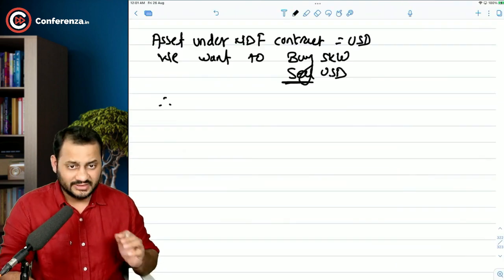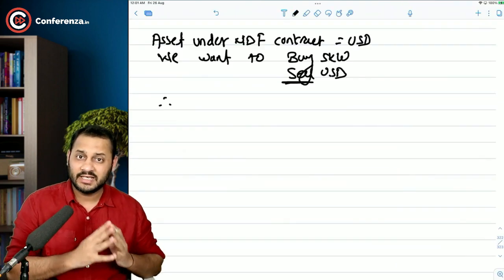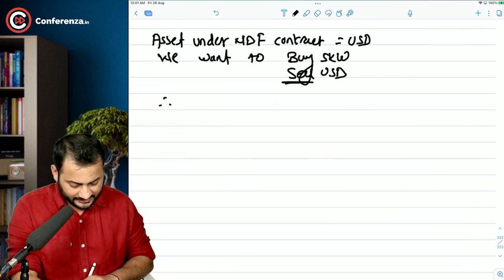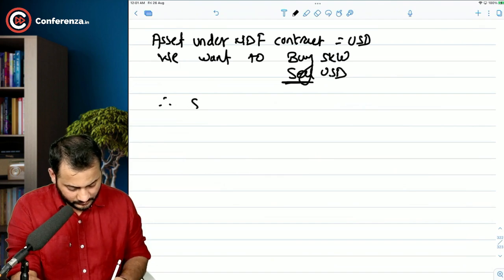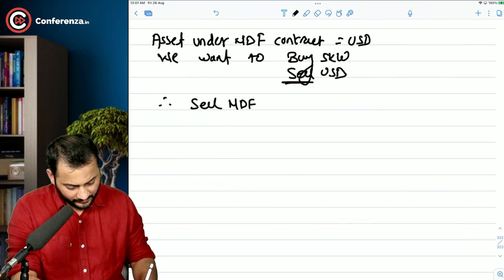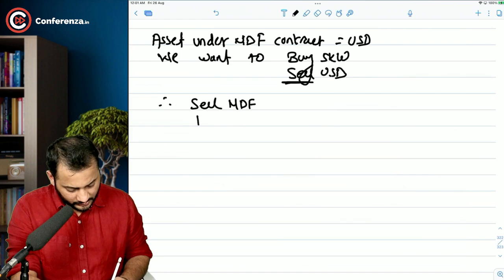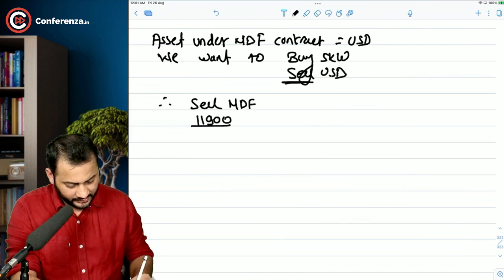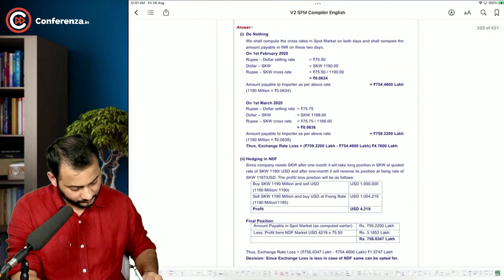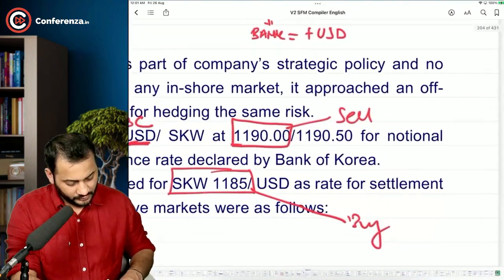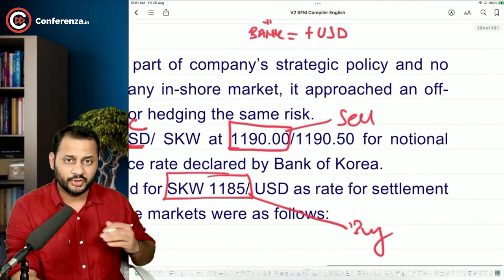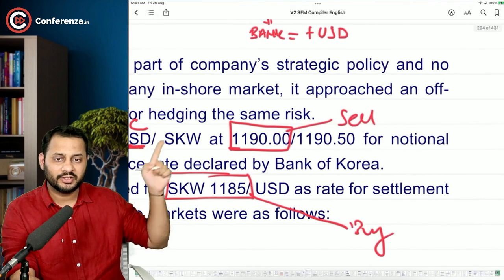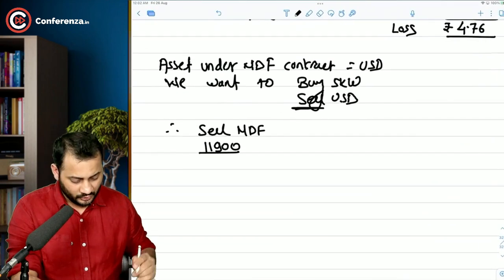Since we want to sell USD, we will sell NDF. We will start by selling NDF. In that, 11,900 divided by the rate: you will start by selling at 1190. This is the rate. Do you agree with this? Because you want to sell US dollar, the bank will buy US dollar, and 1190 is the bid rate.